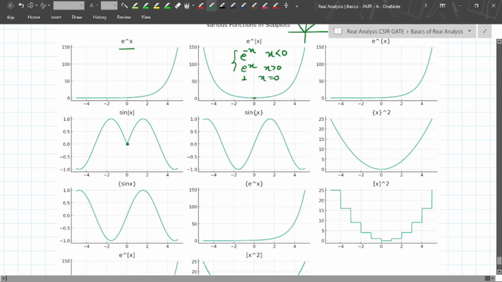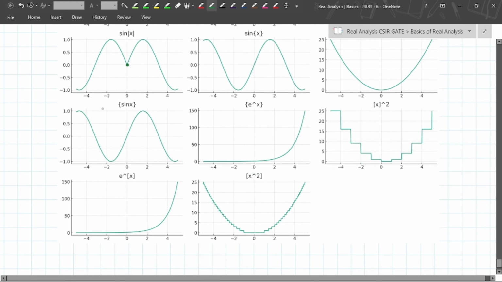Next, it is sine of x. Okay, this is sine of x, and then it is sine of x like this. If we take sine of the fractional part, this is the fractional part. Next one is sine of the fractional part of x square, and this is x square, and the fractional part of x square. It is the fractional part of sine x. It is e to the power x and its fractional part.